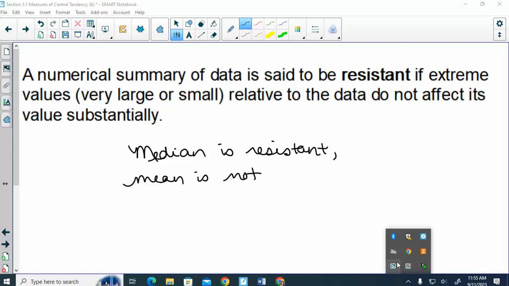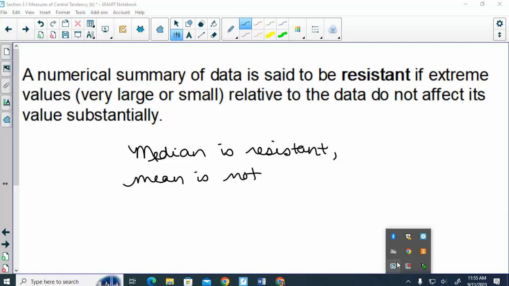Lower than the median. Okay. So, let's see. I said right, but I pointed left, didn't I? So if it's skewed left, that means I have more low values. So which one is that going to drag down?